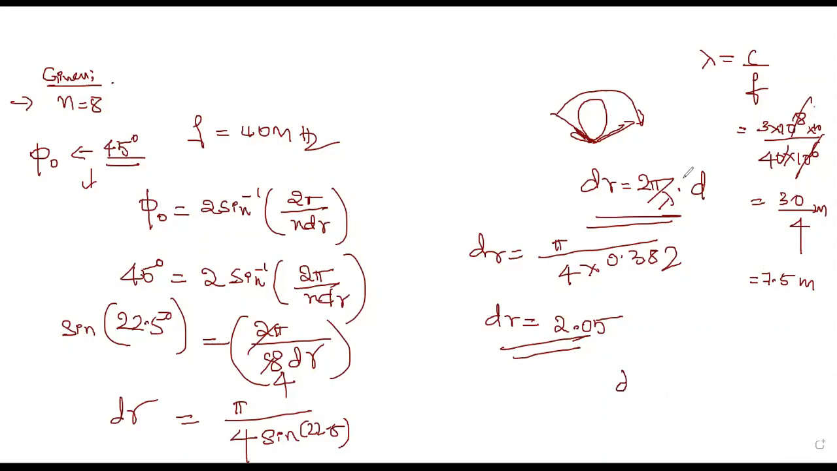Now consider your this equation, that is dr. So you have to find out what is d. Write the equation in terms of d. It is lambda into dr divided by 2 pi. So lambda value is 7.5. dr value is 2.05 divided by 2 pi. Calculate the distance. 2.449 meter.